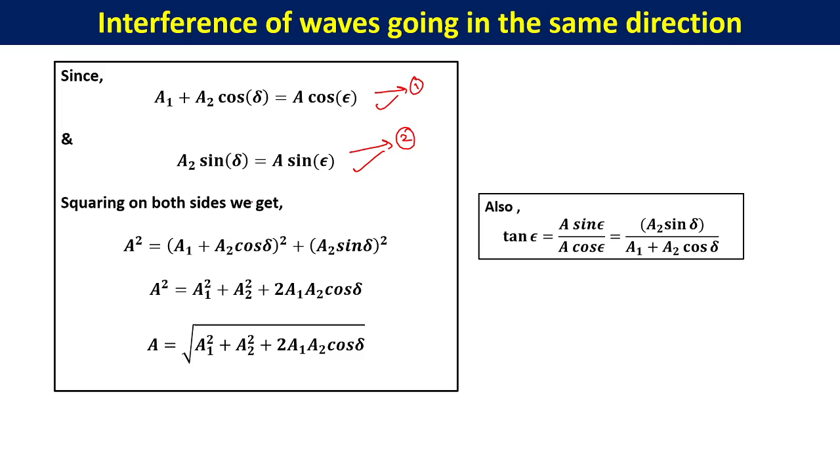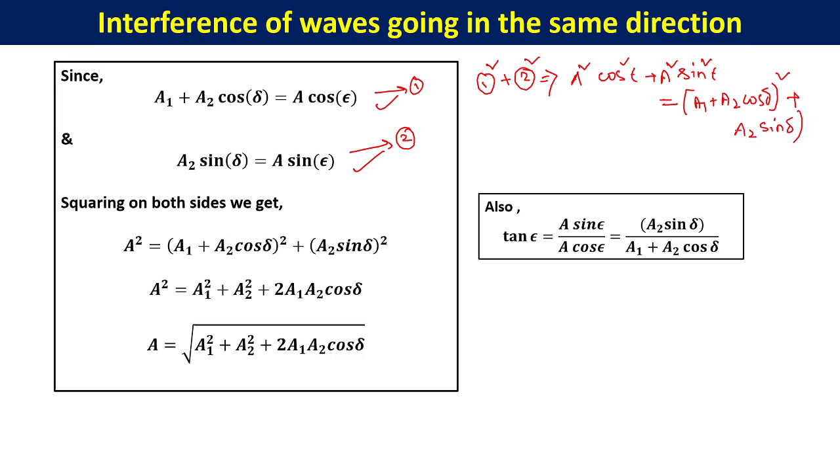In that case, squaring on both sides. If you square these equations on both sides, say I want to do 1 square plus 2 square, that implies A square cos square epsilon plus A square sine square epsilon, which is equal to a1 plus a2 cos delta whole square plus a2 sine delta whole square. But interestingly, in this case, if you take A square common, you will remain with a term cos square epsilon plus sine square epsilon, and this side will remain the same.